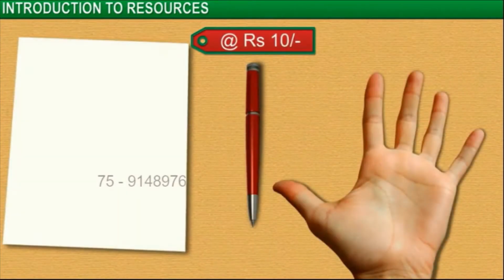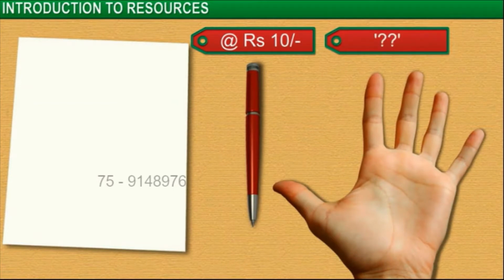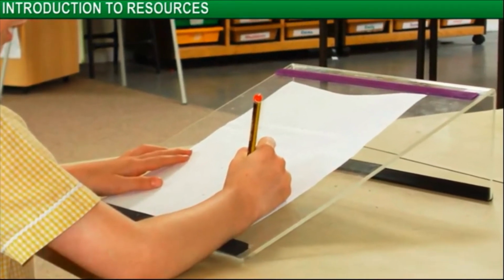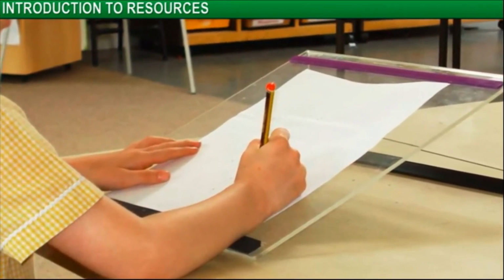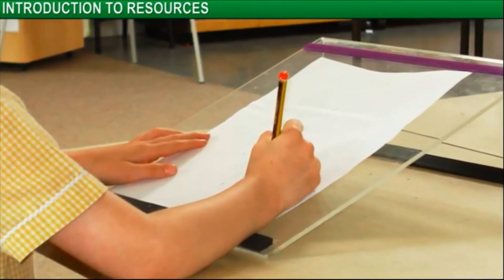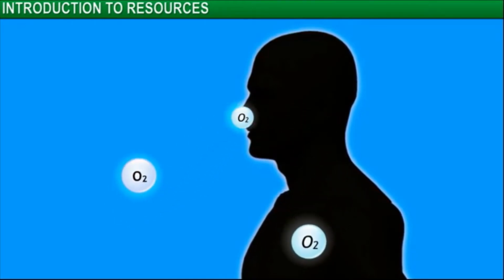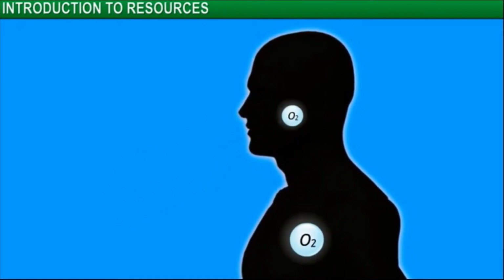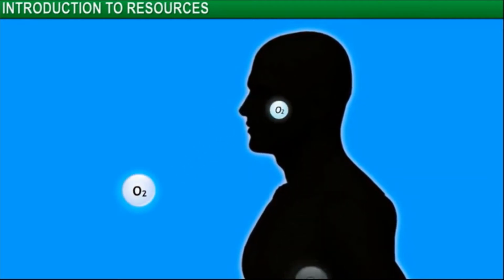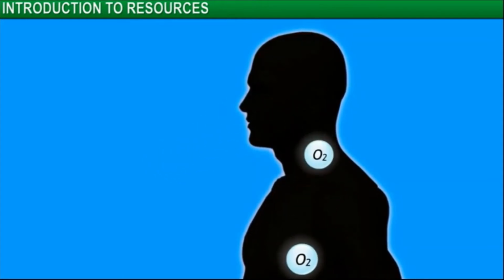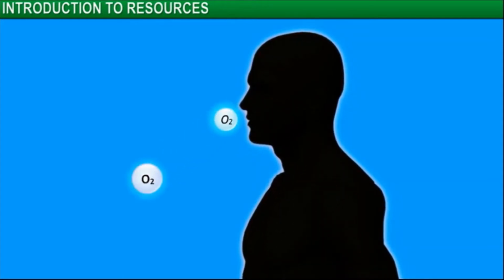Now, what about your hand that you use to write? It may or may not have an economic value, but it has a much greater value. Without the hand, you would not be able to use the pen. Similarly, what about the air that we breathe? Though air is free for everyone to use, it is a very important resource, as we cannot live without air.